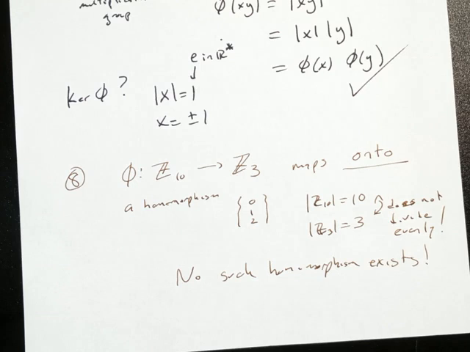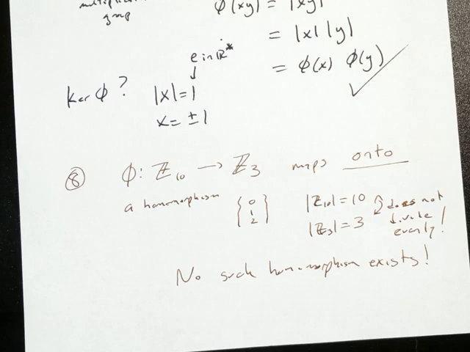Okay. Because I'm going to map with a homomorphism, the identity has to go to the identity. So 0 goes to 0. Right. 1 goes somewhere. Let's make the assumption that 1 goes to 1. Then 2 goes to 2, and I start repeating, right?